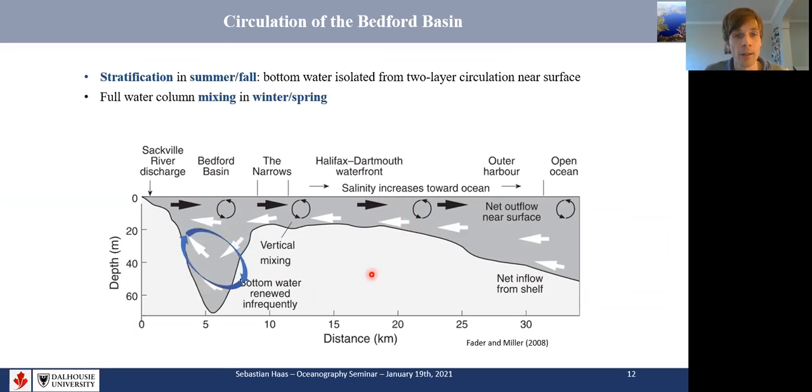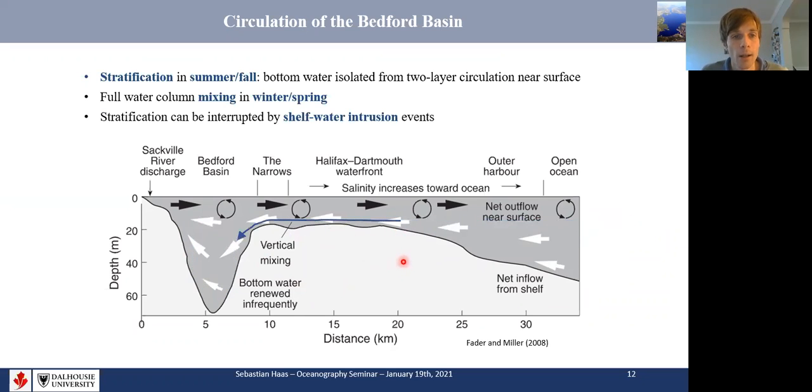During winter, however, and spring, we get full water column mixing, where the entire water column gets mixed and the bottom water gets in touch with this surface circulation. Also during stratified periods, we can get interruptions of stratification by the intrusion of dense shelf water from the Scotian Shelf, spilling dense shelf water into the basin, and in short-lived events, replace the bottom water to some extent. And these events occur irregularly, usually once or twice a year. Sometimes, however, there are years without them.